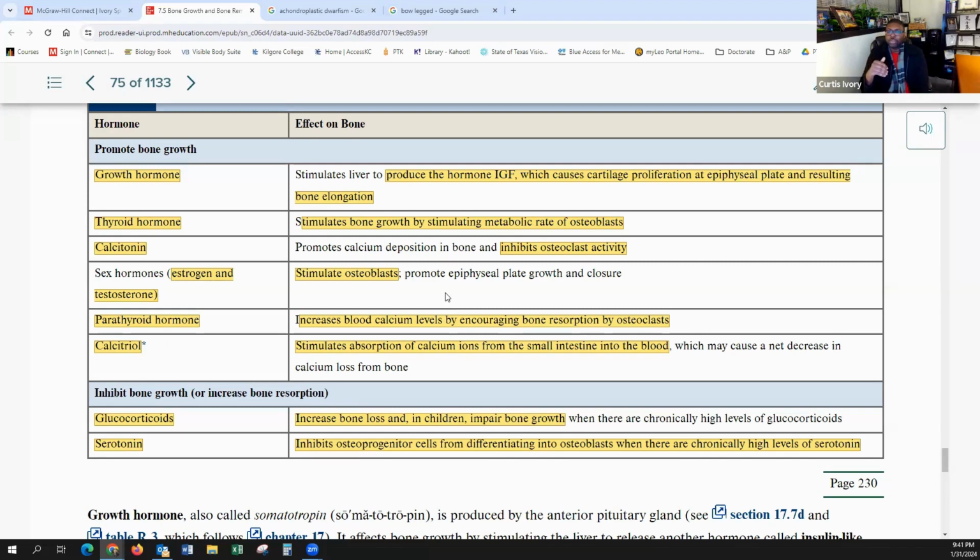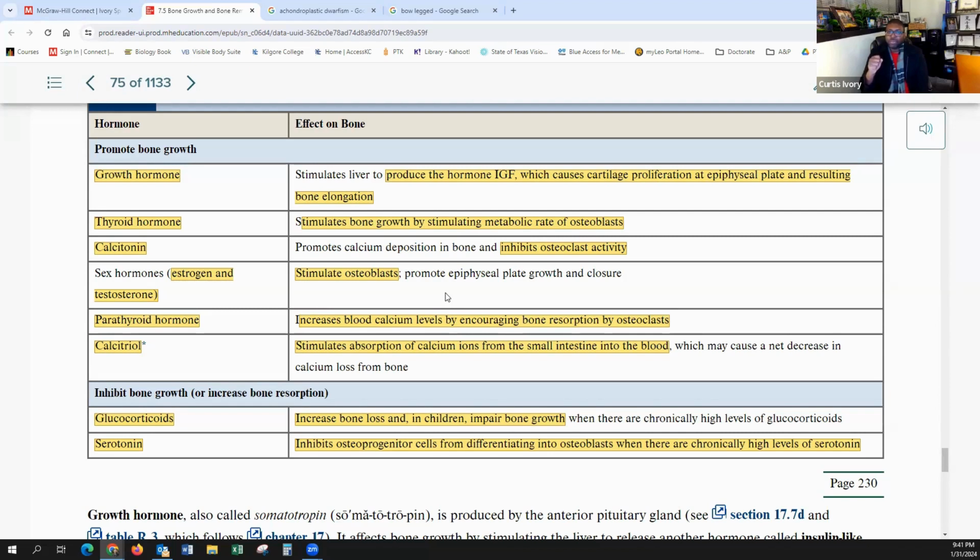Parathyroid hormone is going to increase our blood calcium levels by causing osteoclasts to start working. So sometimes when our body is low on calcium and we need to get calcium out of our bones, we're going to tell the osteoclast to start eating our bones up a little bit, which is going to release that calcium into our bloodstream.